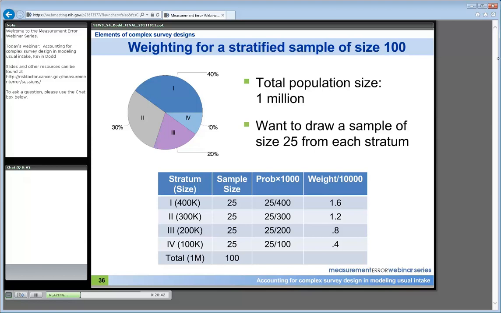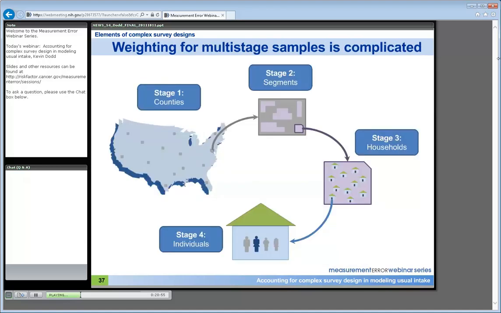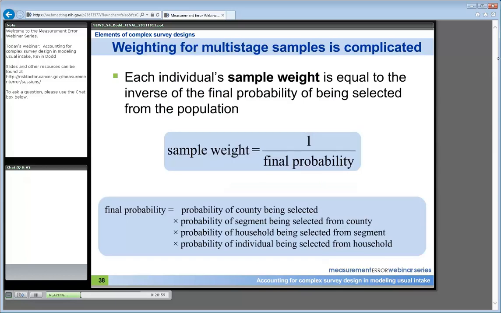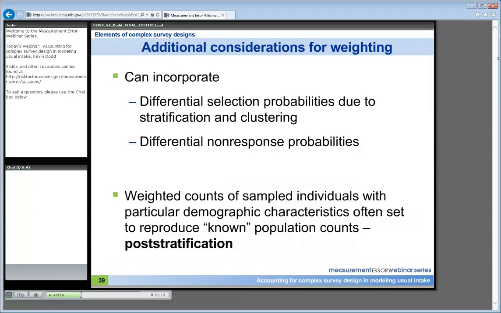Now, I want to point out that in this simple example, all the sampled members of the given stratum have the same sampling weight. And as I said before, in practice, this isn't going to really be the case in a complex survey. Instead, most of the time, each person is going to have a unique weight value. And this is because weighting for multi-stage samples is really complicated. It's still true that the individual sampling weights are the inverse of the final selection probabilities, but now the final selection probability itself has to take into account all the stage-specific probabilities of selection shown here in the lower equation.